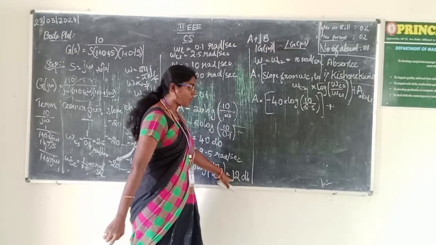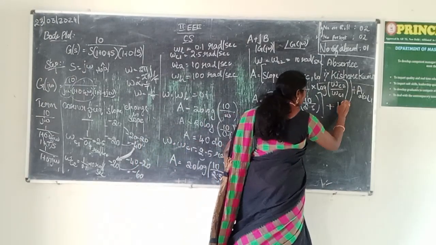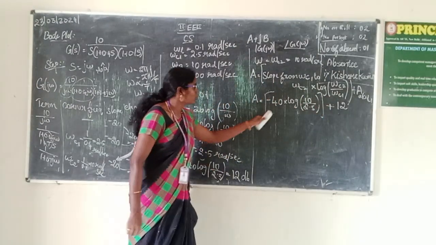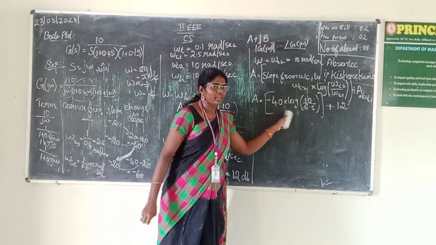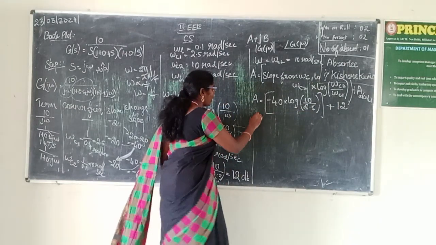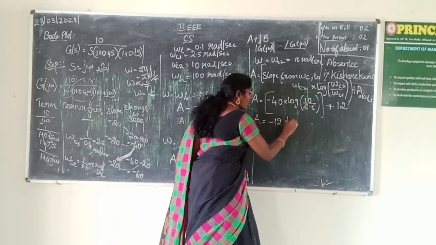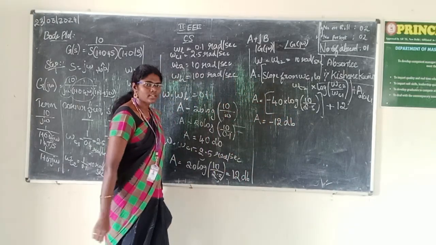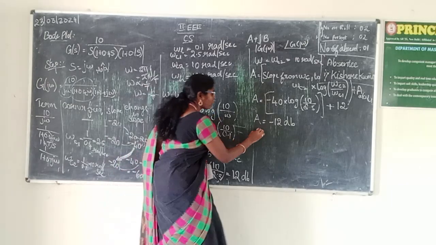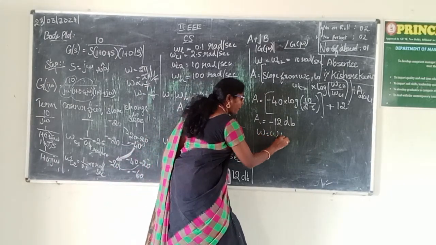What is the A over here at omega C1? It is 12. First do this in the calculator, then add it with 12. Minus 12. The answer is minus 12 dB. Yeah, it's correct. And next, what I have to do is when omega is equal to omega H.